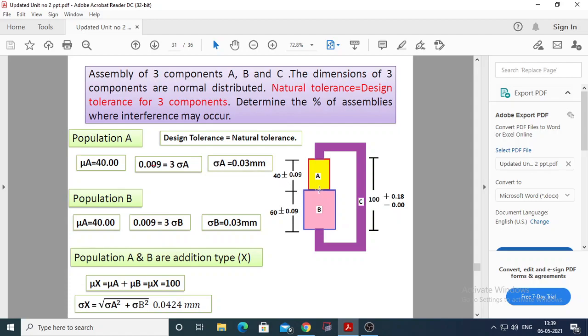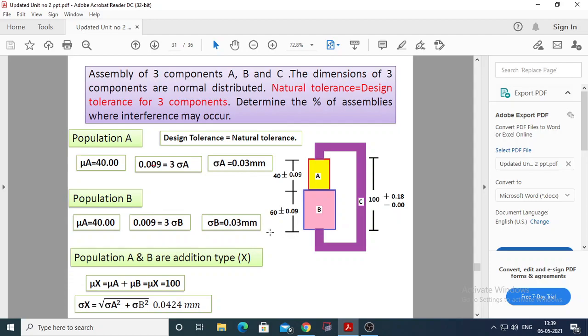In a similar way, you have to calculate for population B. What is the basic mu of population B? You should write mu B is equal to 60. By mistake I wrote 40 here, but mu B is equal to 60. And the tolerance is again 0.09, equal to 3 sigma B. You will get the same value: sigma B is equal to 0.03 mm.